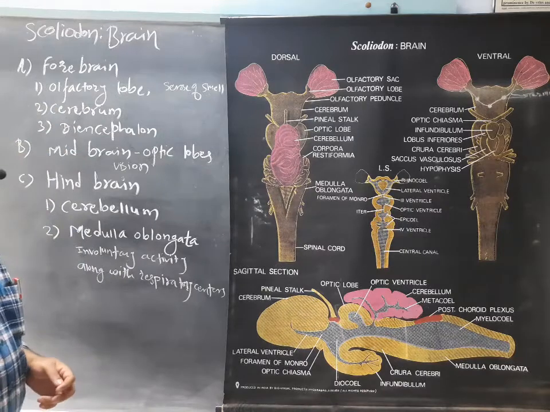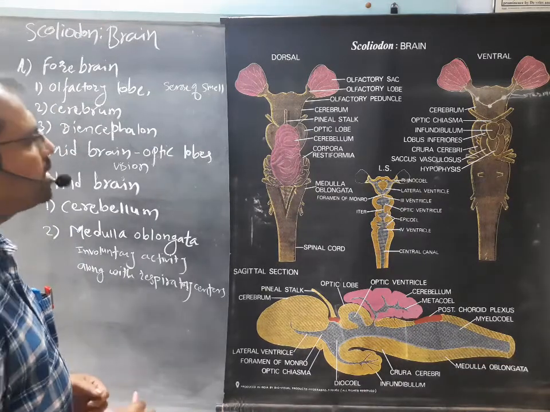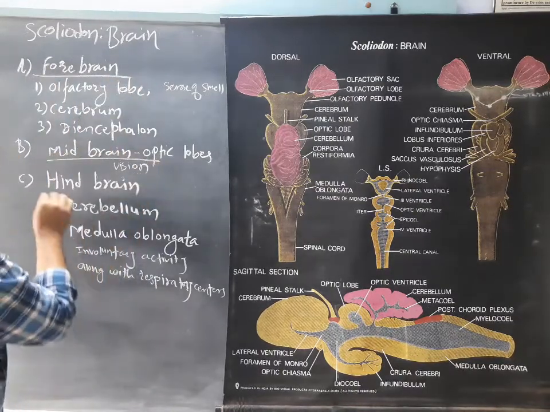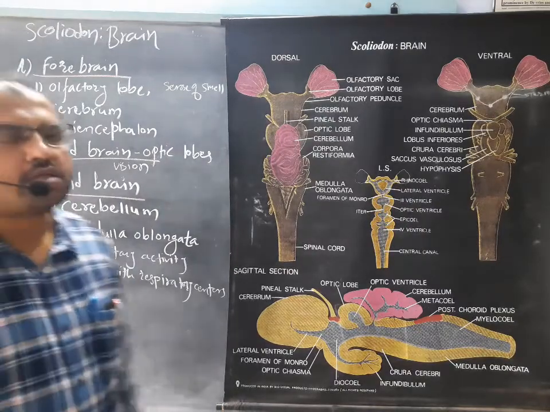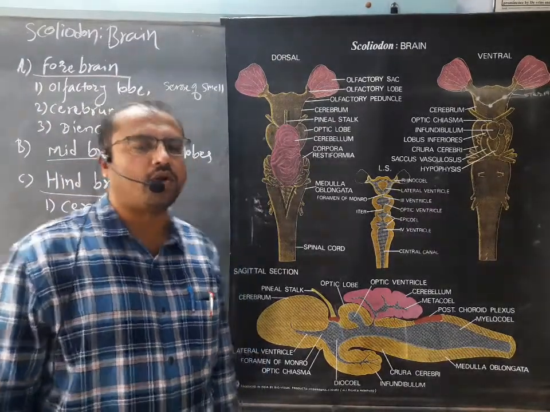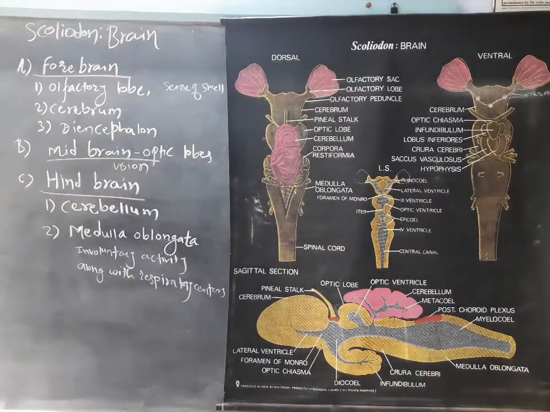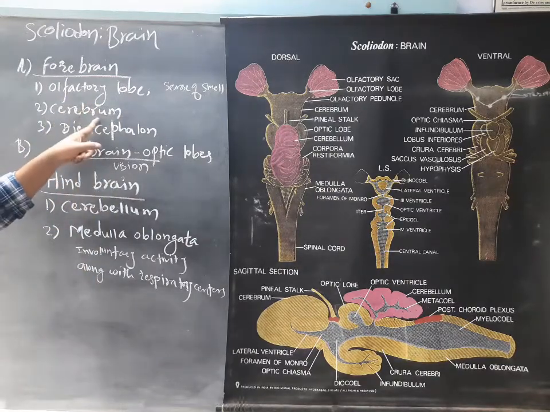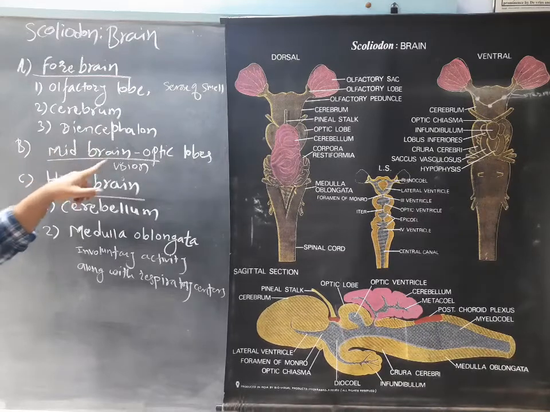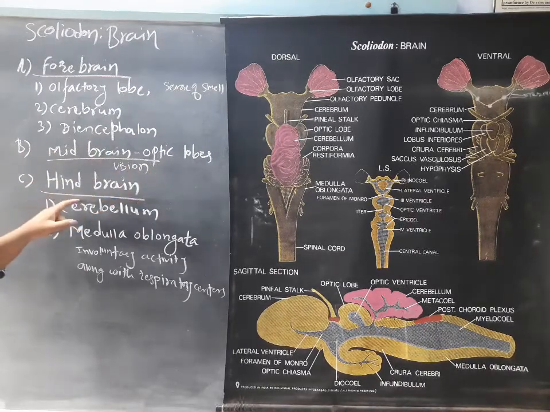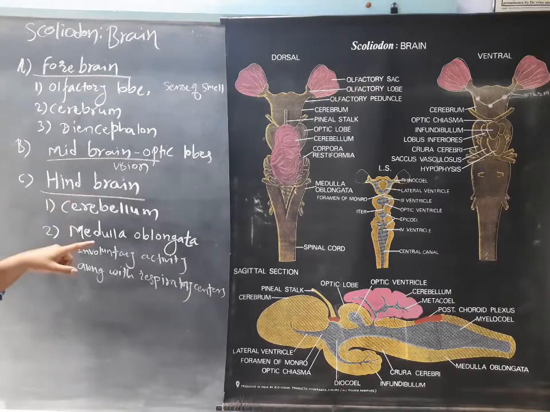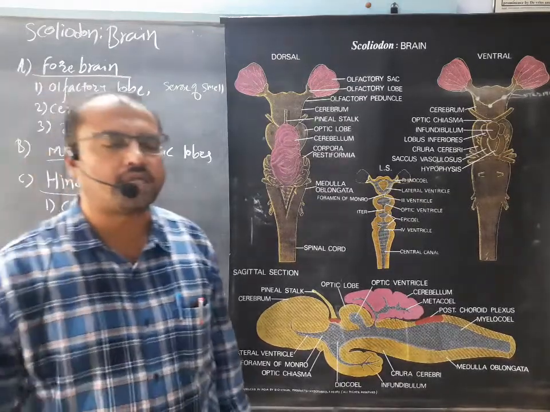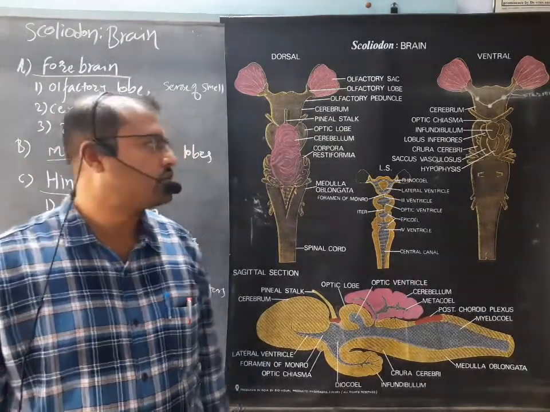There are three regions of the brain of Scoliodon: the first is the forebrain, the second is the midbrain, and the third is the hindbrain. In these three parts there are again subparts. The forebrain has three subparts: olfactory lobe, cerebrum and diencephalon. The midbrain has only the optic lobes, and the hindbrain has the cerebellum and medulla oblongata. These are the parts of the brain of Scoliodon.